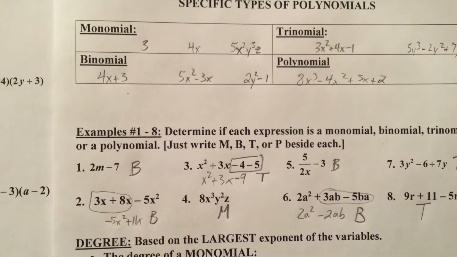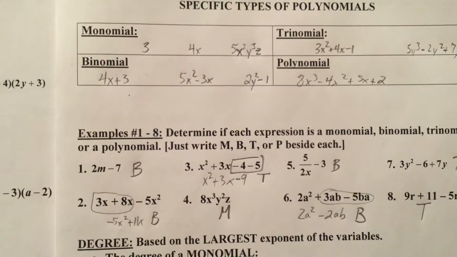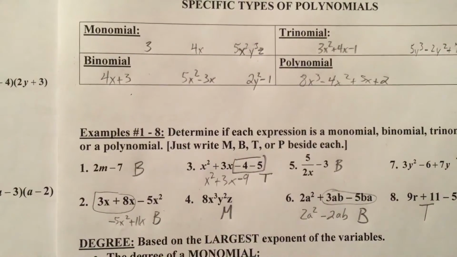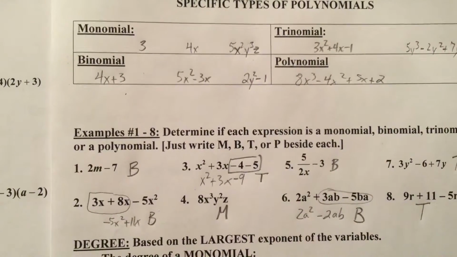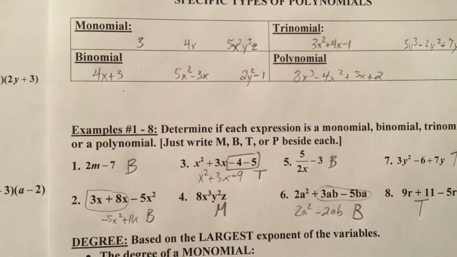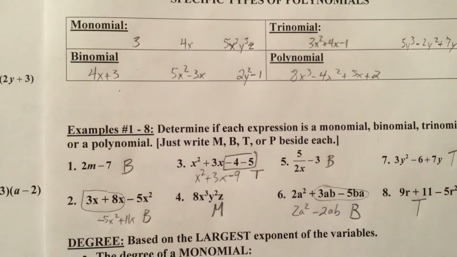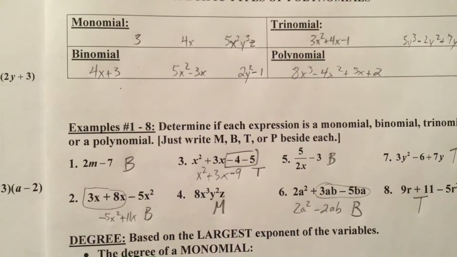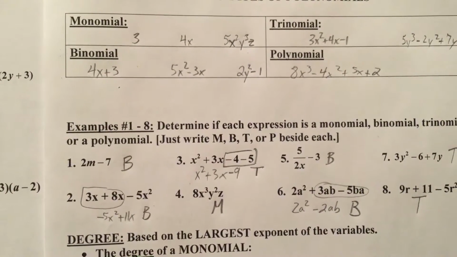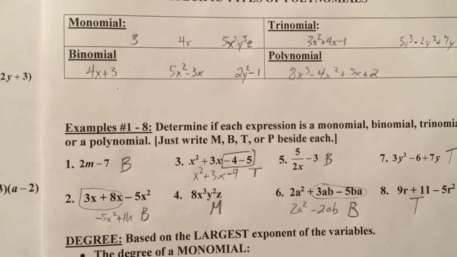Hey, so to explain different types of polynomials, a monomial means I have one term, so 3, 4x, or even 5x squared y cubed z. I don't have a plus or minus attached, so each is one term. A binomial is 2 terms, attached by either a plus or a minus. A trinomial is therefore 3, and a polynomial could be more than 3.